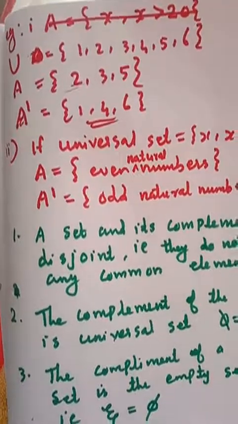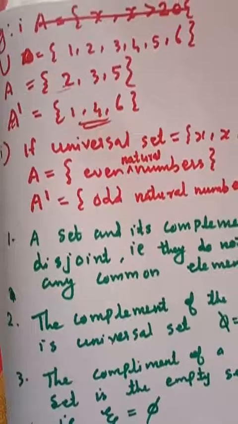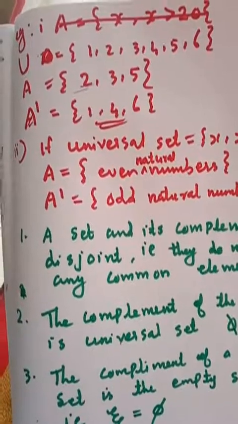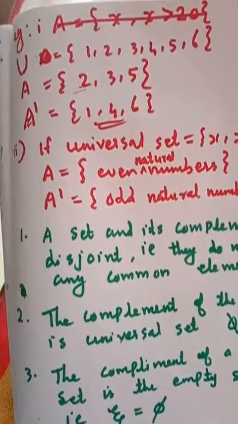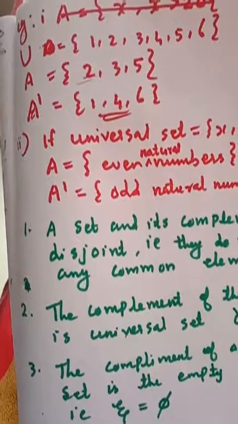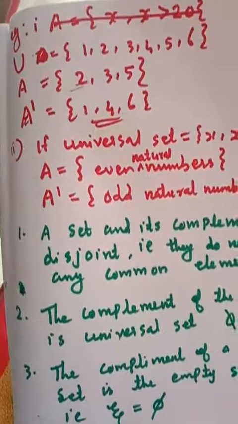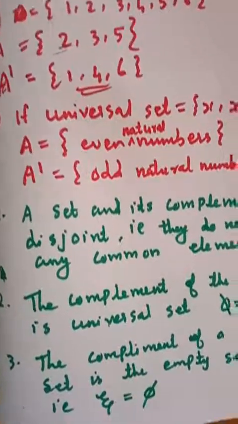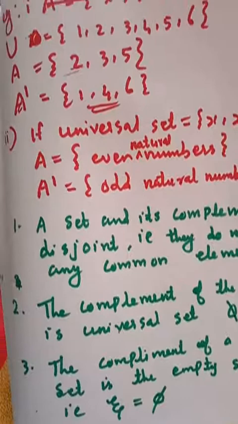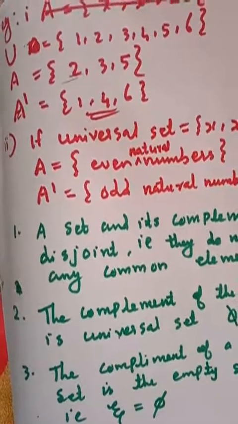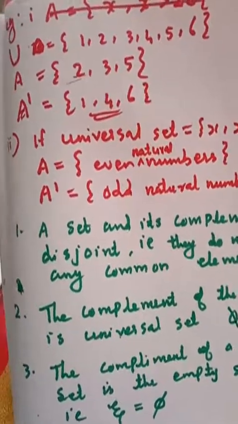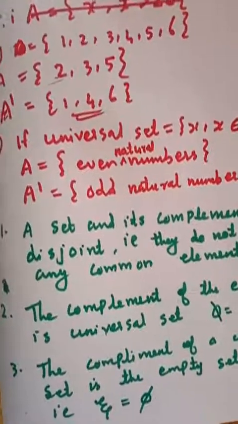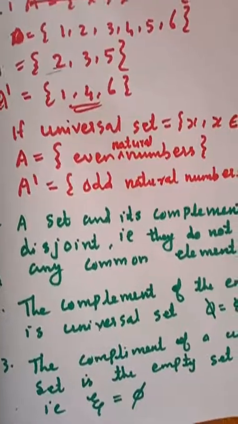Then universal set means all the sets under consideration, and complement means, suppose universal set U is under consideration, the complement of A is the elements which are not in A but in the universal set. Then how many subsets are there? If n elements are there in a set, it has 2 raised to n subsets, and its proper subsets number 2 raised to n minus 1.